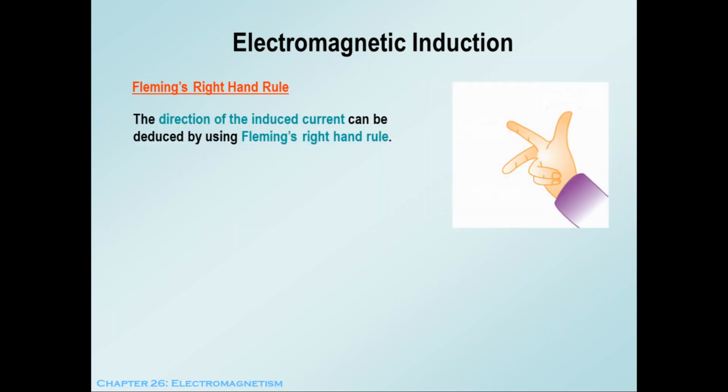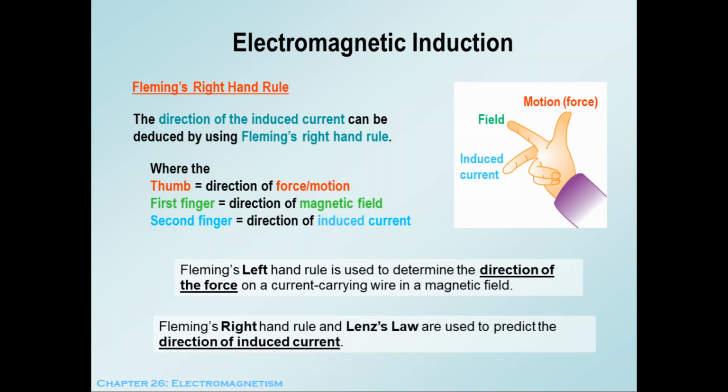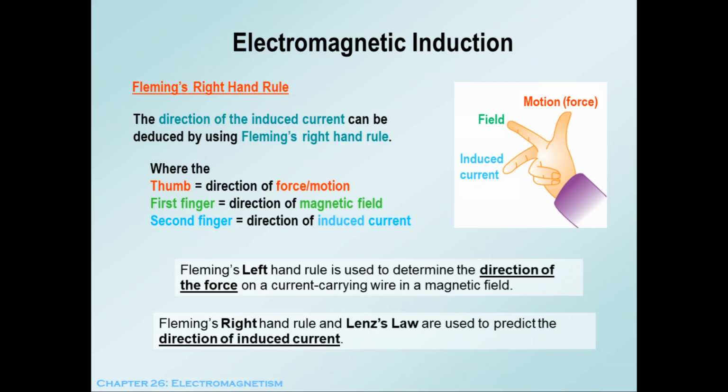So this leads us to Fleming's right-hand rule. Last week we learned about Fleming's left-hand rule. Fleming's left-hand rule is used to determine the direction of the force on a current carrying wire in a magnetic field. So when you have a pair of permanent magnets and you put a wire in it that has current in it, the interaction of those two magnetic fields is going to produce a force that pushes the wire.